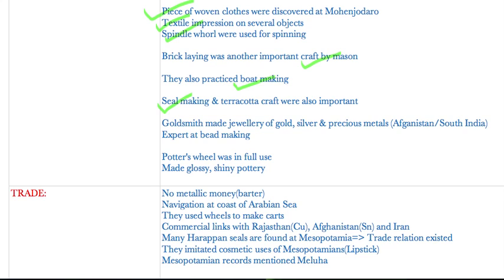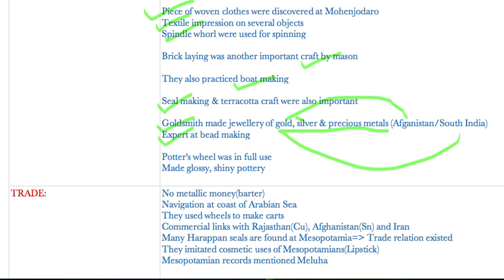So there was also jewelry by goldsmiths. Goldsmiths used to make jewelry of gold, silver and precious metals. Gold probably was brought from the Kolar mines of South India, and silver was probably brought from Afghanistan. Then they were also expert at making beads.